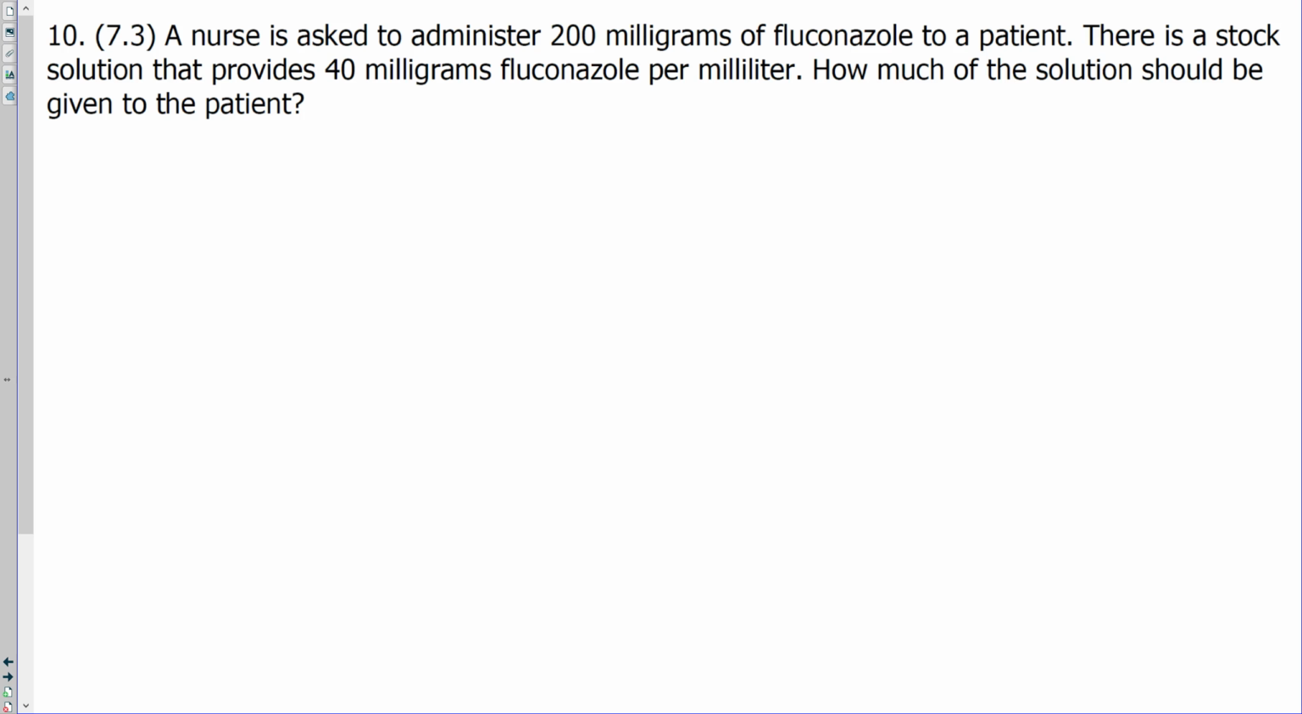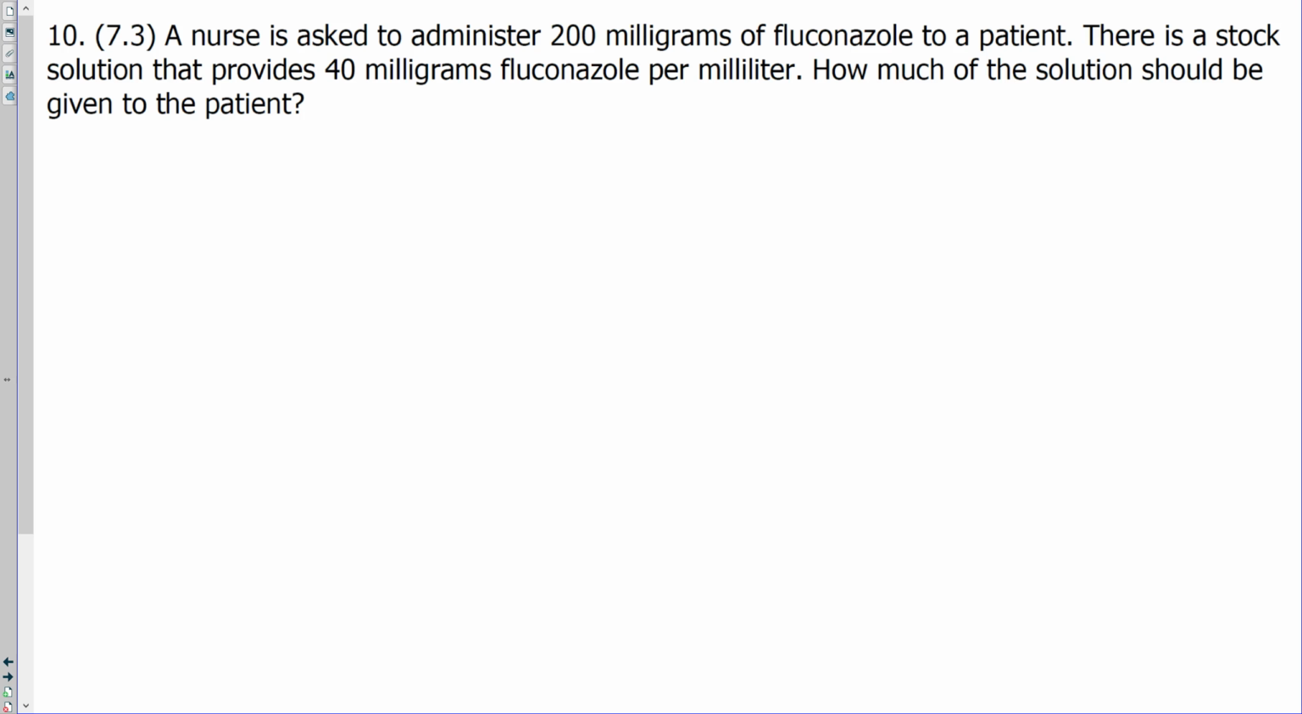Problem 10 comes from section 7.3, which is where we looked at solving proportions. So a nurse is asked to administer 200 milligrams of fluticasone, some sort of drug, to a patient. There is a stock solution that provides 40 milligrams of the drug per milliliter. We want to know how much of the solution should be given to the patient.